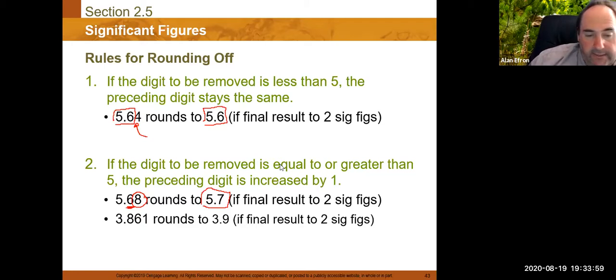Here as well, we look at the 8 as our second sig fig. We look at the 6, which is above 5. So we would round to 3.9, which would be 2 significant figures.